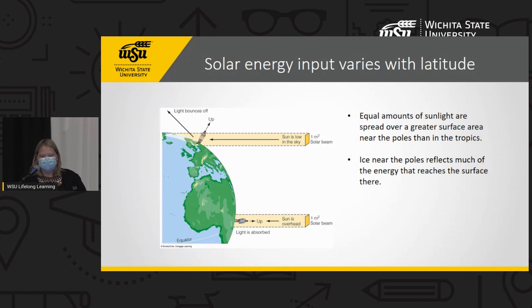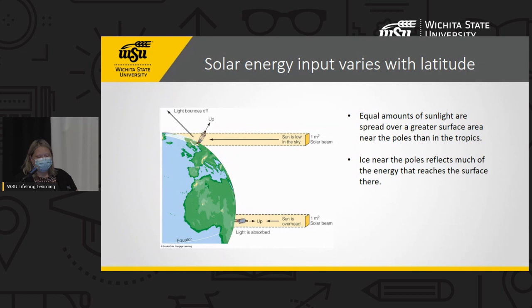If you take 1 square meter of solar energy from the sun, you can see from the image, it's hitting the equator straight on. So that 1 square meter solar beam is covering 1 square meter of Earth's surface at the equator. When you get up to the poles, it's not flat, it's at an angle, it's curving. So that 1 square meter hits and then it spreads out. So it's covering more surface than it does at the equator. You have the same amount of heat, but it's being dissipated more. And that's why it's not as hot at the poles.